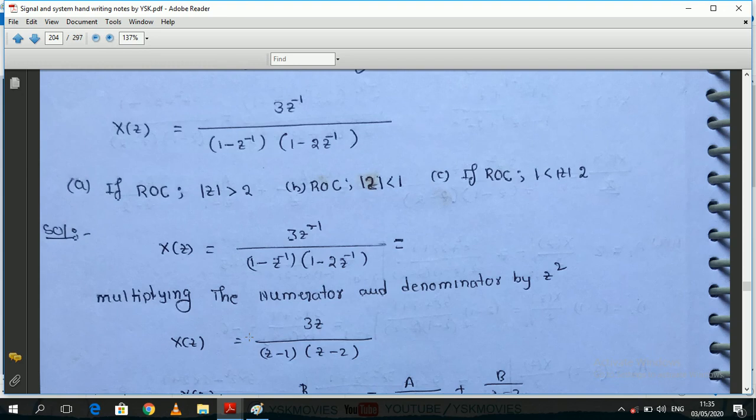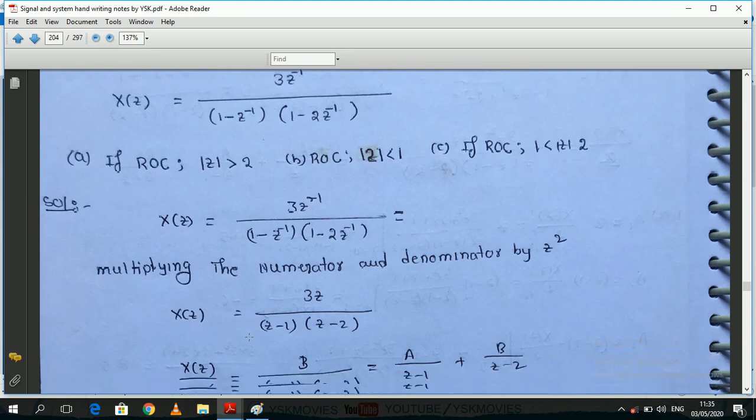If ROC is greater than 2, that is one of the problems. Find the inverse Z transform for ROC Z less than 1. If the ROC is 1 less than Z less than 2, then what is the inverse? So there are three types of problems, and you need to give three types of answers, okay.